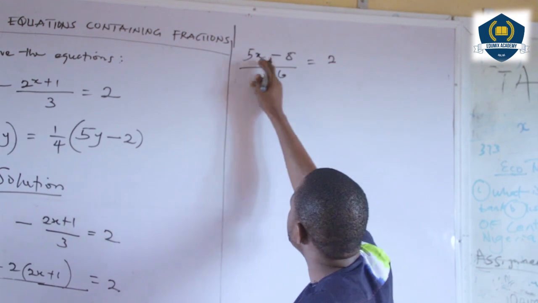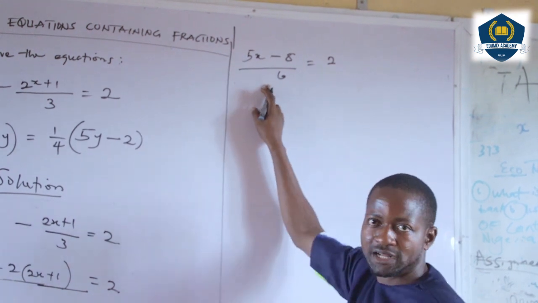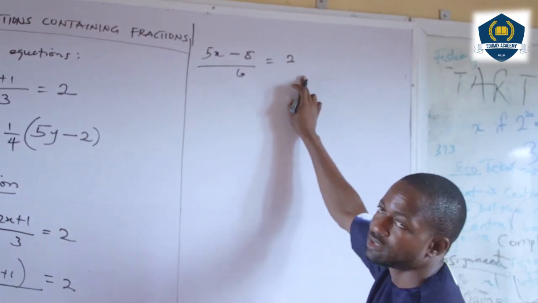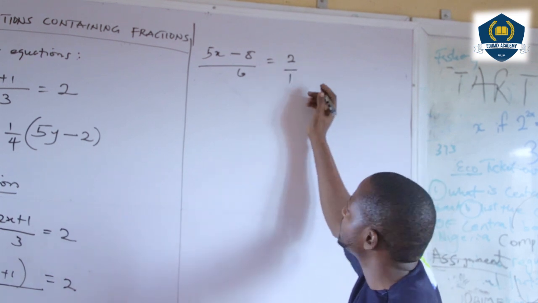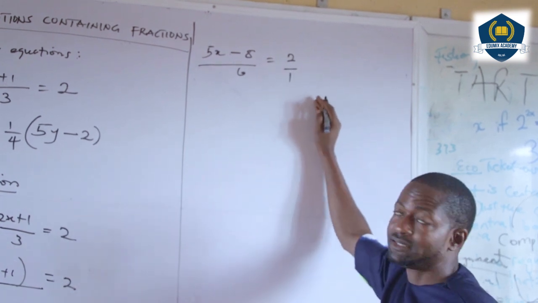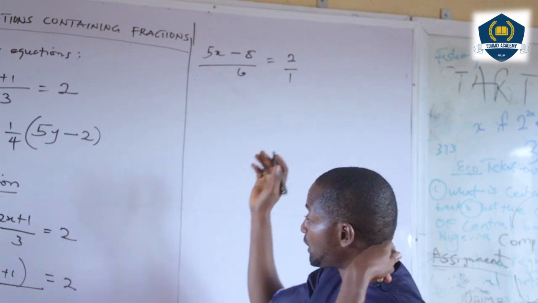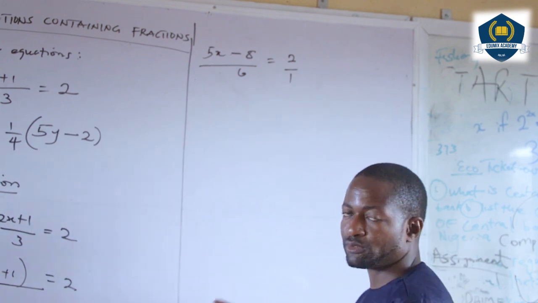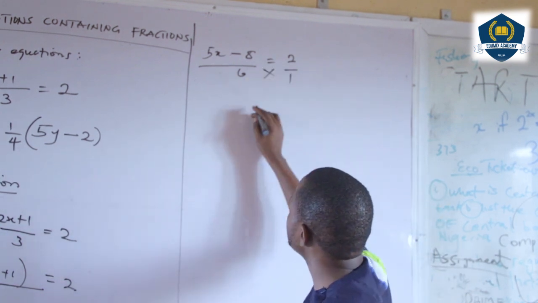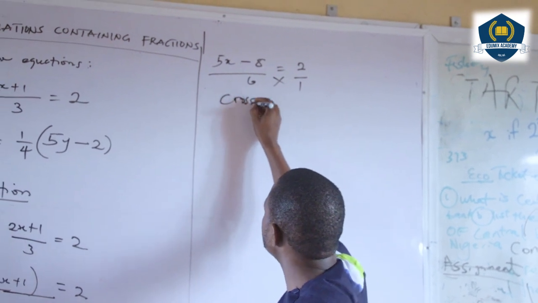Now, since on the left hand side I'm having a fraction, I'm going to make this also a fraction. So, I'll make it 2 over 1. 2 over 1 is the same as 2, right? So, the next thing, since I'm having two fractions on both sides, one on the left, one on the right, the next thing is what? Cross multiply.